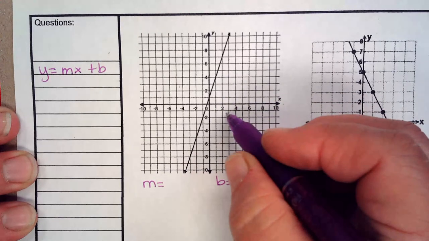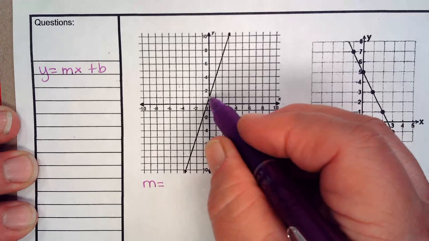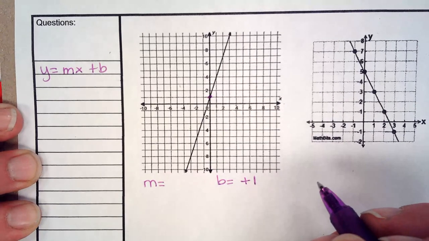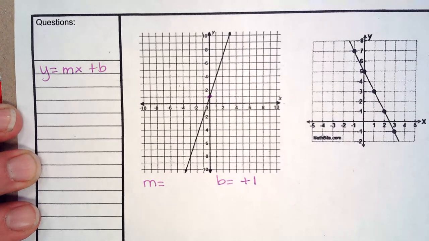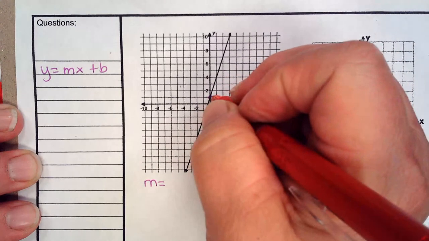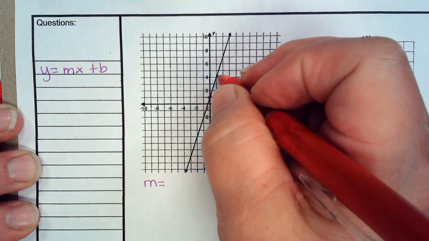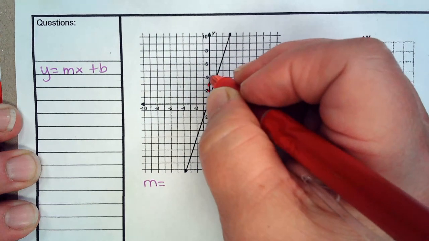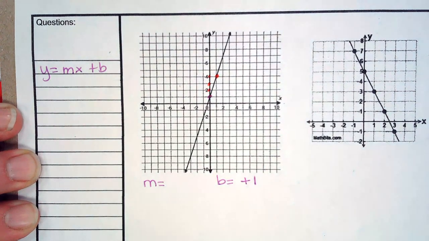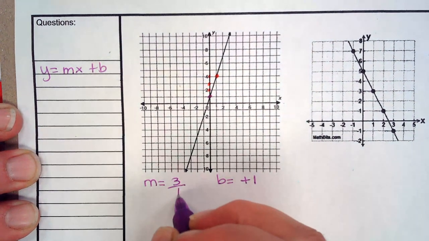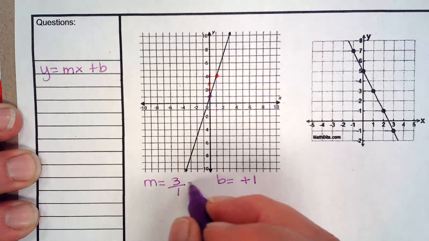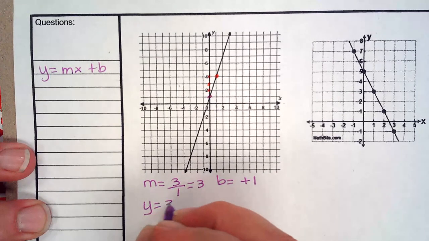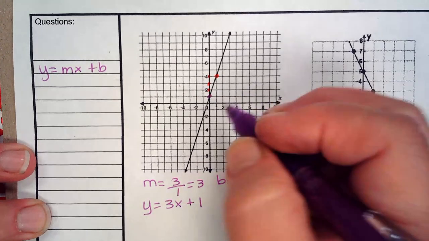Okay, so as I'm looking, my b value is a quick one to find, so that is +1. But what about my slope? I go across here, and I go across here. So I'm going up 1, 2, 3. I go up 3. I go right 1. 3 over 1 is 3. So y equals 3x plus 1.